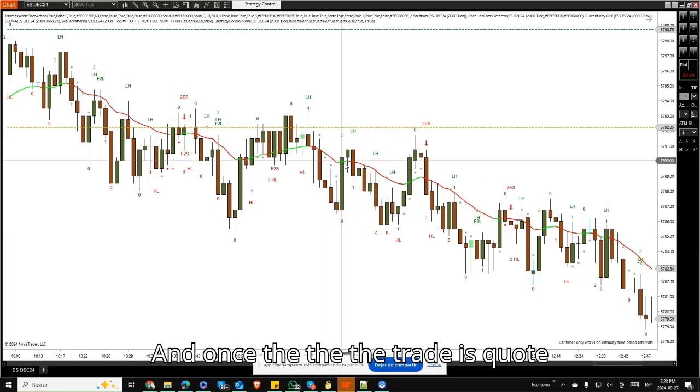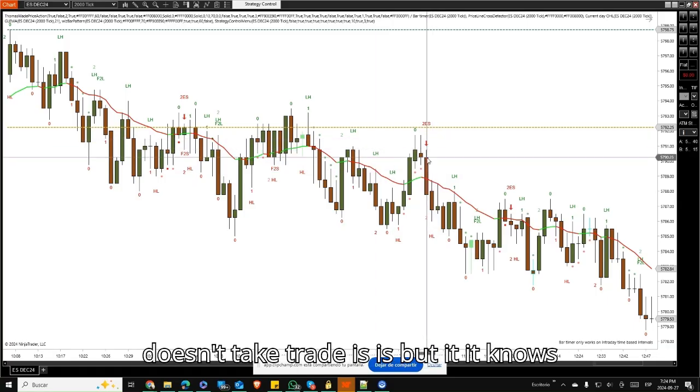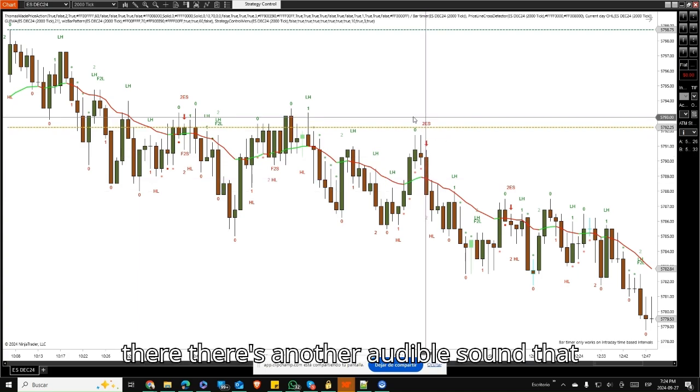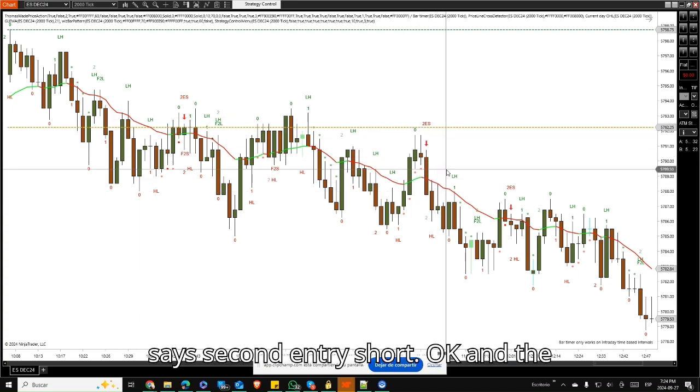And once the trade is quote unquote taken, because remember this doesn't take trades, but it knows when the trade should have been taken, like for example here, then it says second. There's another audible sound that says second entry short.